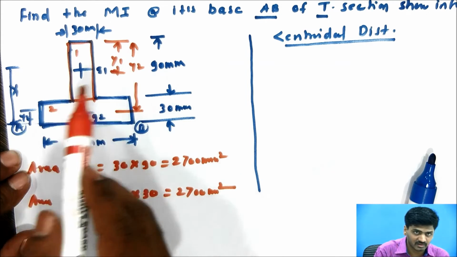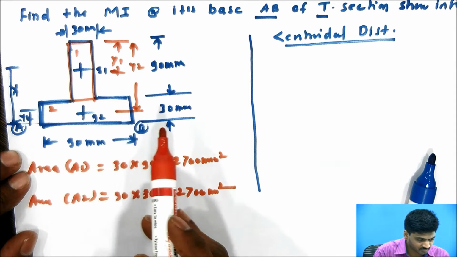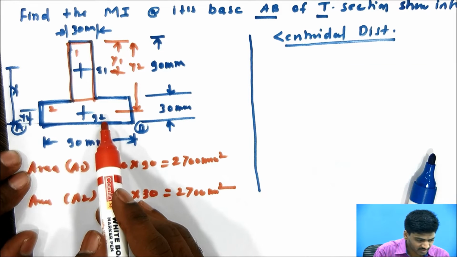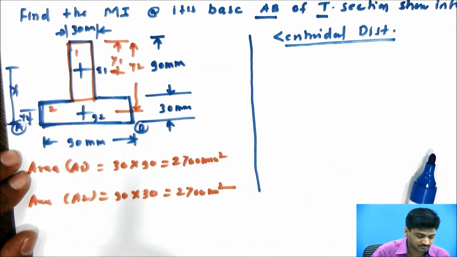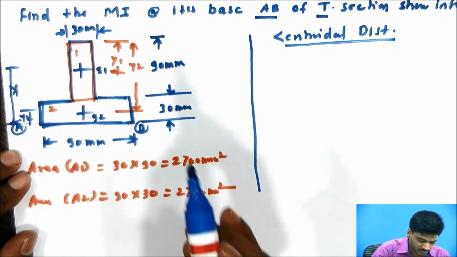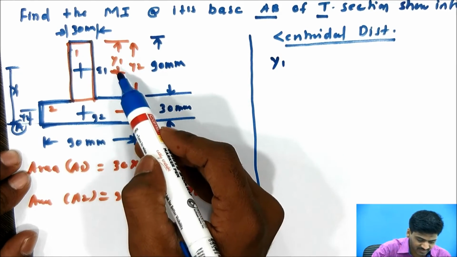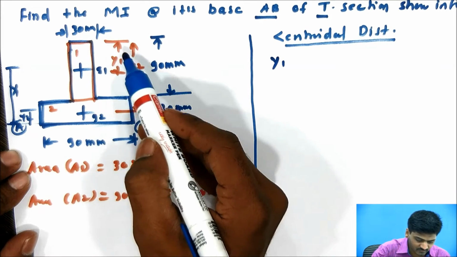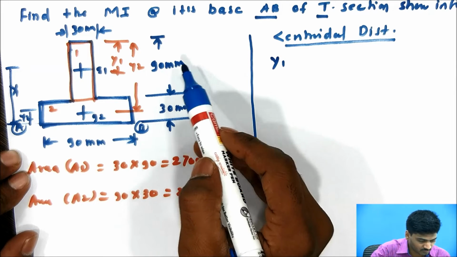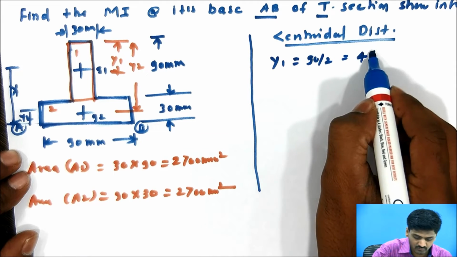This is for understanding. I have mentioned you may consider either from top or from bottom. This is your choice. So regarding G2, you may calculate from the top. If I consider this as y1, for figure number 1, y1 is half of this, that is 90 divided by 2. You will get 45 mm.